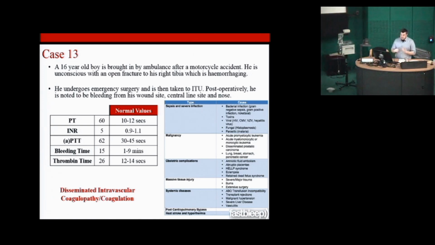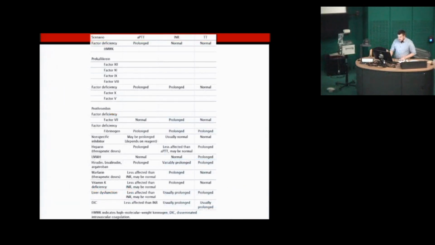You can give replacement factors and things, but there's no specific cure that you can just switch DIC off. It's all supportive management. Here's just a summary table again of the kind of things that you might expect in different deficiencies and medications. Useful to mull over again in your own time.